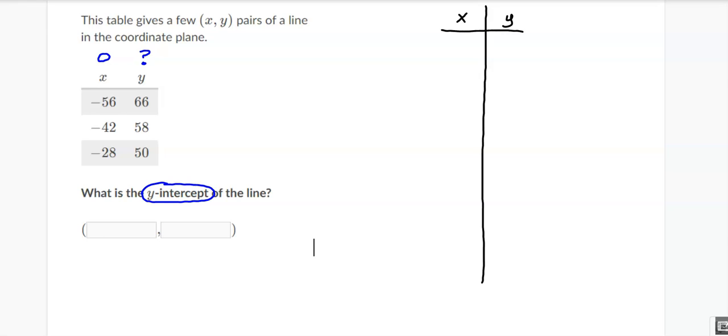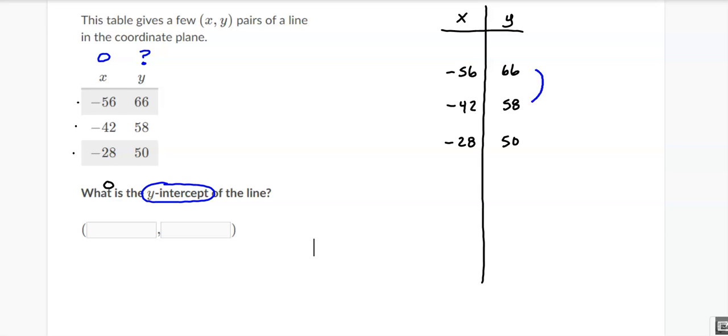I'm looking at the numbers. We're going negative 56, negative 42, negative 28. So they're getting bigger. So the 0 is actually going to happen down here somewhere. So negative 56, negative 42, negative 28. And my y's are getting smaller. So this is a case where y's are decreasing, x's are increasing. Even though it's negatives, they're actually increasing. So let's see what's happening.